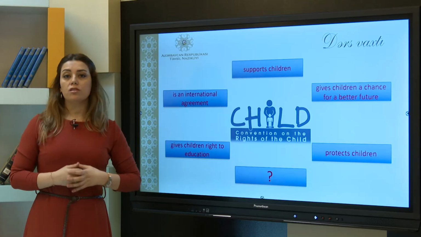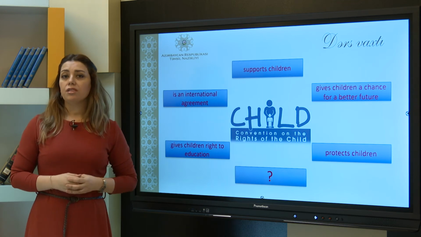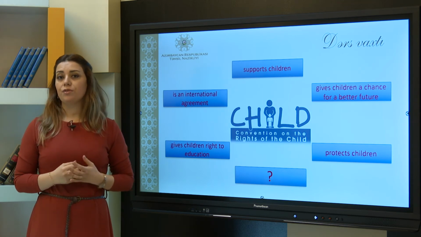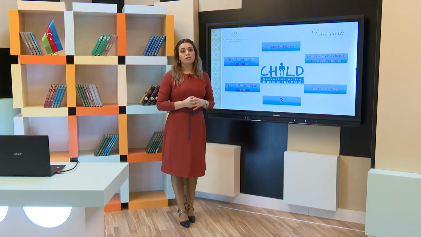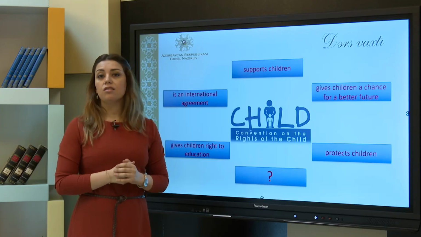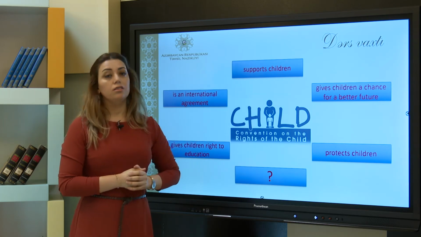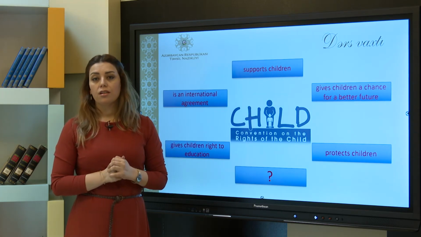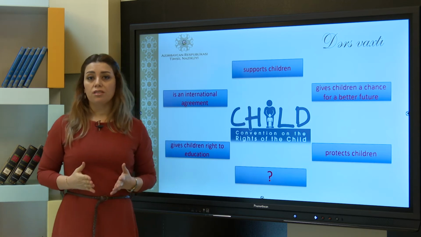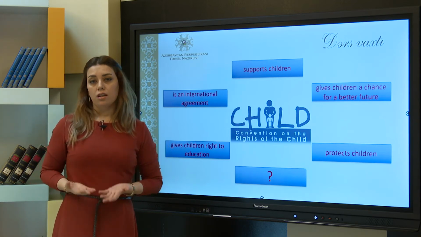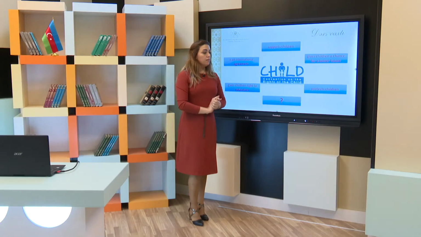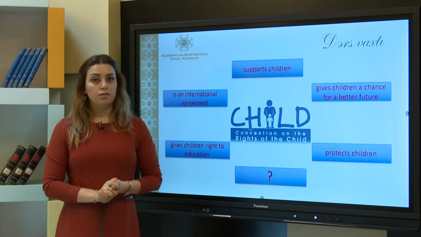Secondly, it supports children. Children are very important for us. Children are our future. That's why lots of organizations support children's rights, and this is one of them. Next, this convention gives children a chance for a better future. Preparing better future for the children is preparing better future for your country, because children are our future. Next is that this convention protects children.